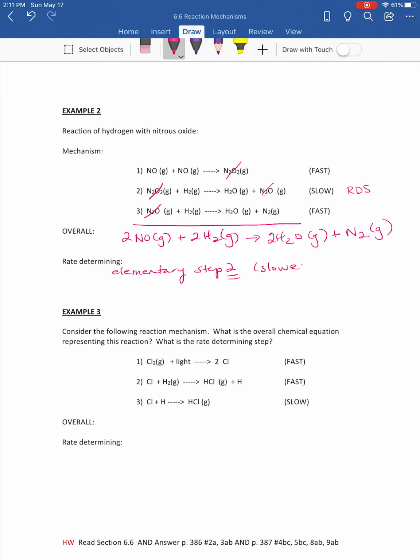Because you know it's the slowest, right? A lot of times you can guess, but you never actually know unless you've got experimental evidence. So for our purposes, we'd always give you some kind of indication. And if we didn't give you an indication, we would say, which one do you think and why? And if your reasoning made sense, we'd give it to you.